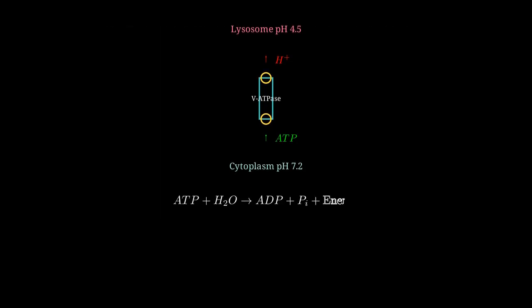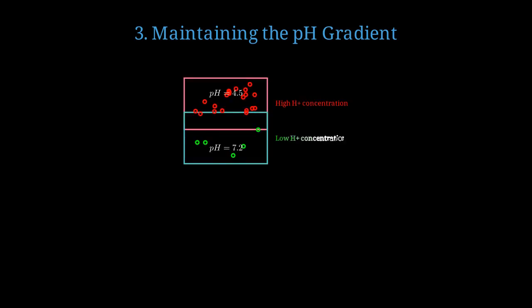The pump hydrolyzes ATP to release energy, which powers the active transport of protons against their concentration gradient. This energy is used to pump hydrogen ions into the lysosome, making it more acidic than the surrounding cytoplasm. The lysosome must work continuously to maintain this pH difference. The lysosome maintains a 1,000-fold higher concentration of hydrogen ions compared to the cytoplasm, creating a steep pH gradient.